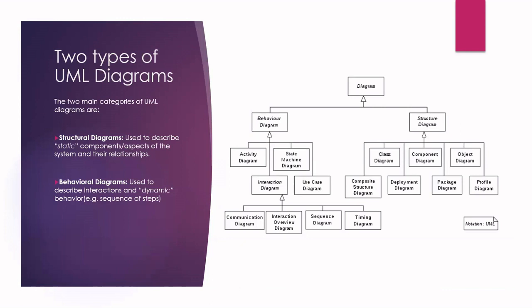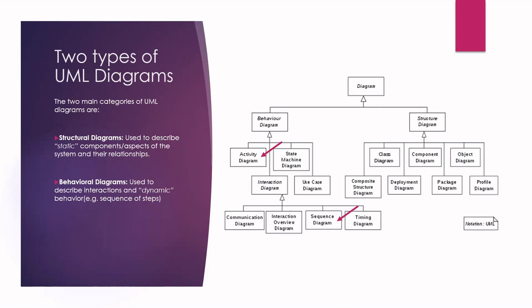So the behavior group of diagrams describes behavioral, so dynamic, aspects of the system. In this dynamic axis, there's a subcategory called interaction. That is the interaction between components or objects, depending. So communication diagram, for example, or interaction overview diagram. Well, the ones that we're going to talk about today are the sequence diagram, which is part of the interaction category, and the activity diagram.